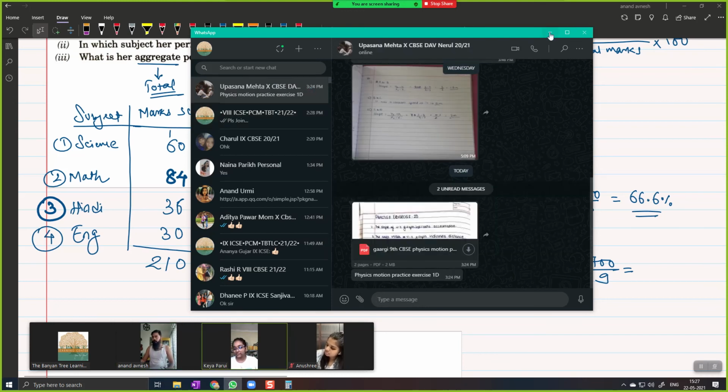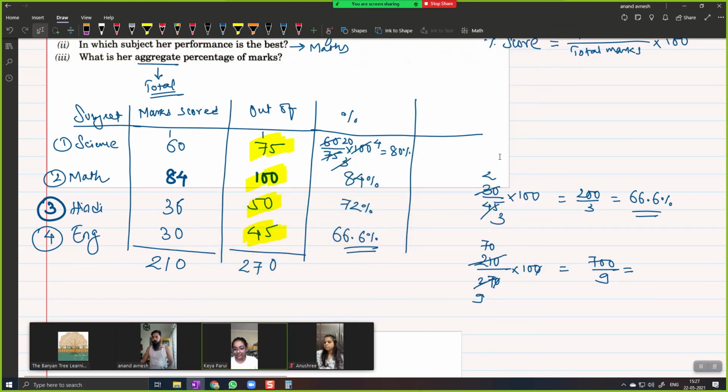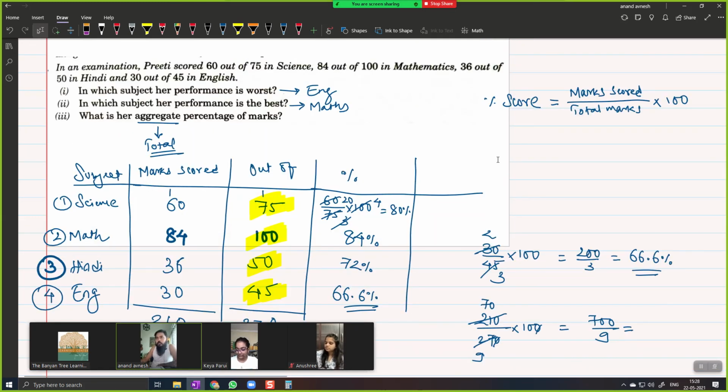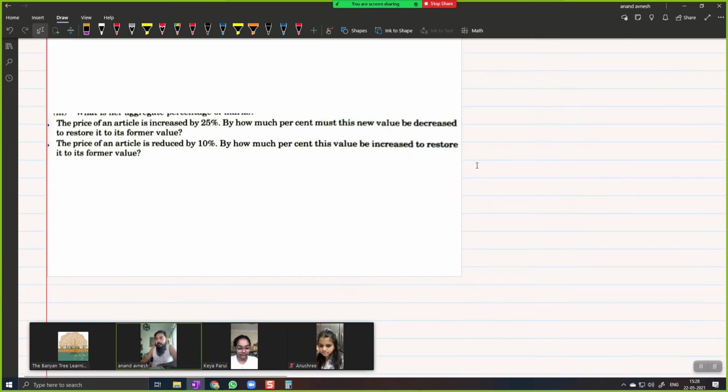Seventy-seven point... 77.7. Yes, sir, that is correct. 77.7%. That is her aggregate score, aggregate percentage of marks. Okay, please remember this method and use it to find your own percentage when you get your result.